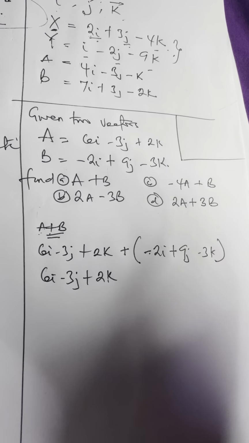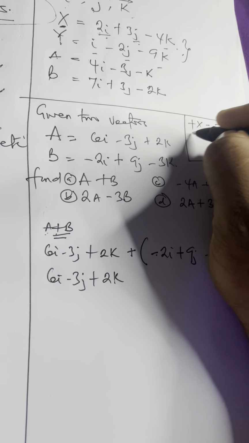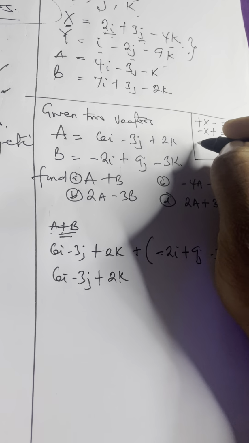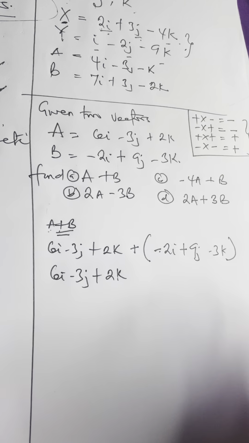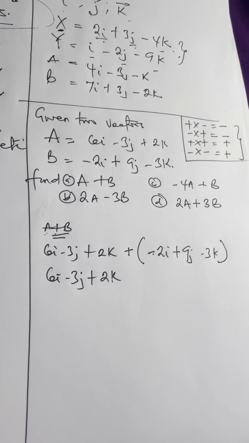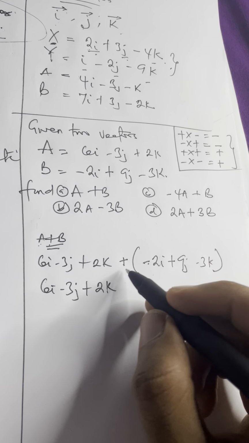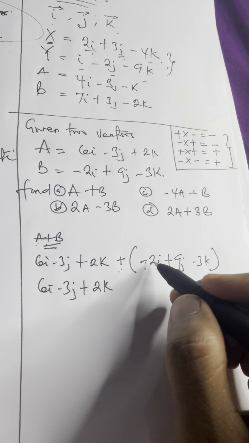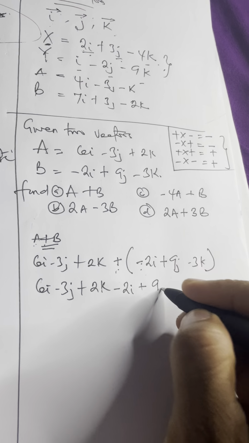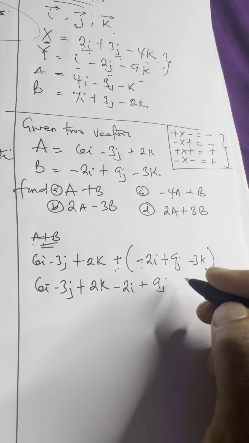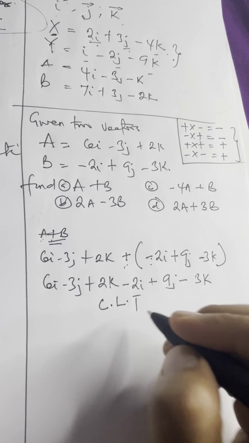So this will be 6i minus 3j plus 2k, plus times minus. Now take note of these identities. Plus times minus is minus, minus times plus is also minus, plus times plus is plus, while minus times minus is plus as well. Take note of those identities, because we are going to be applying them a lot here. So plus times minus is minus, so we have minus 2i, plus times plus is plus 9j, plus times minus is minus 3k.